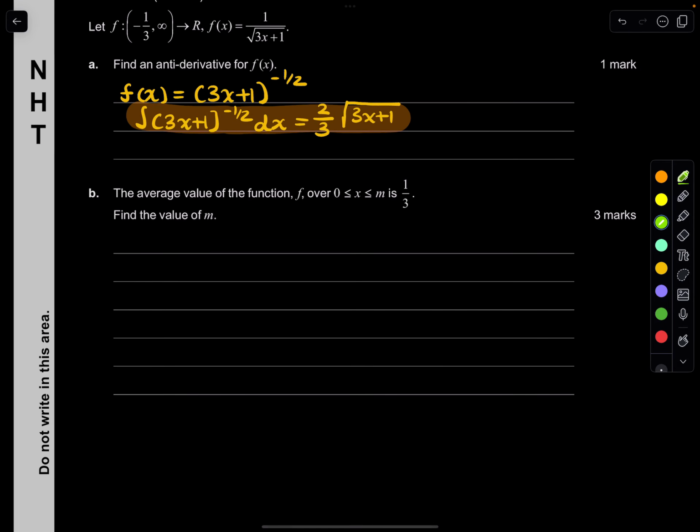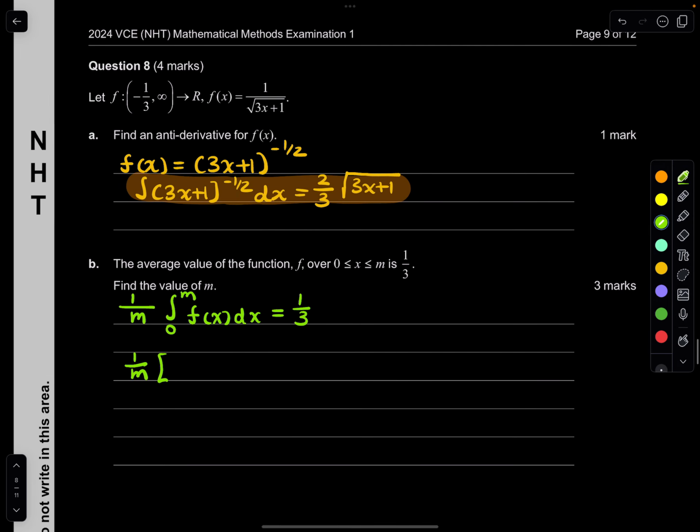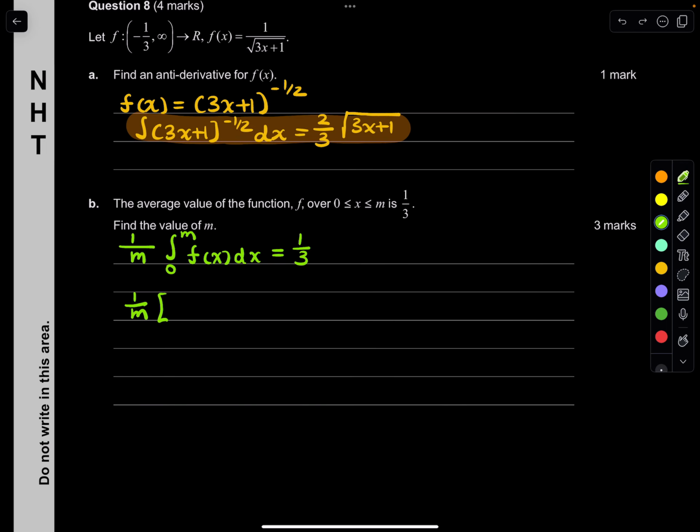The average value of the function f from 0 to m is 1 on 3. Find the value of m. Easy, let's do it. So do you remember how to find the average value? It's 1 over b minus 0, which is basically m minus 0, which is just m. Integral from 0 to m, your function f of x, dx. And that all should equal 1 on 3. Now, we just learned when we integrated f of x, which is just this over here. So we can sub that in there.